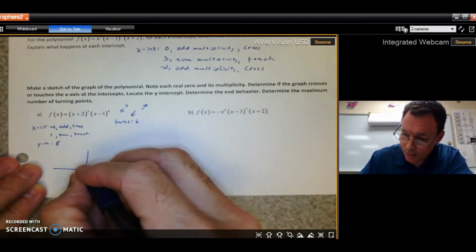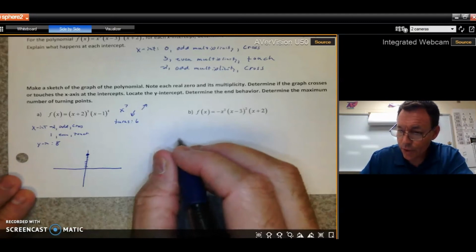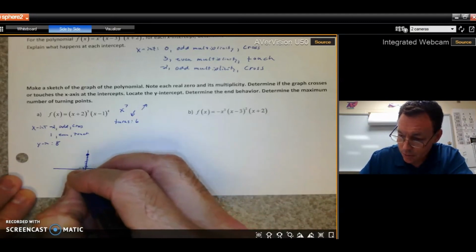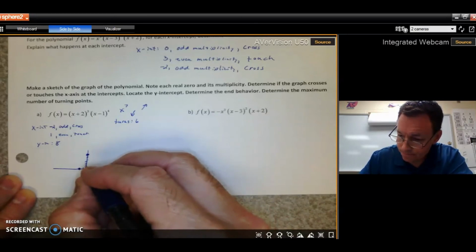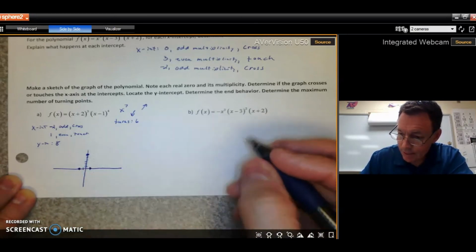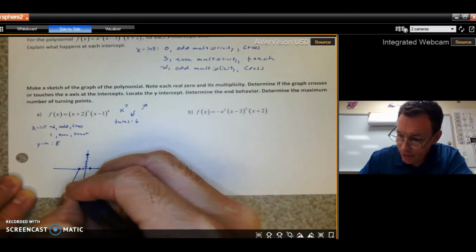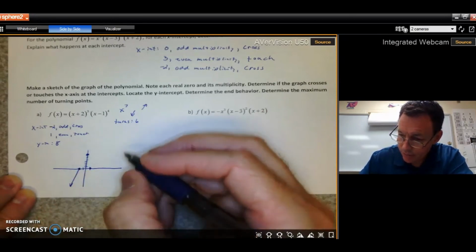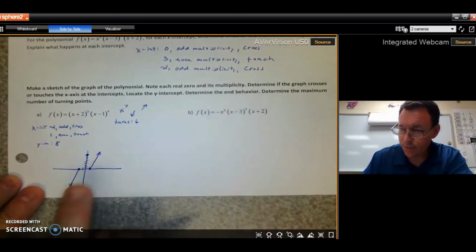I know the y-intercept is 8. 1, 2, 3, 4, 5, 6, 7, 8. I know there are 2 x-intercepts, -2, +1. I know the graph should go down to -infinity in that direction, and then it's going to go up to +infinity from that x-axis.